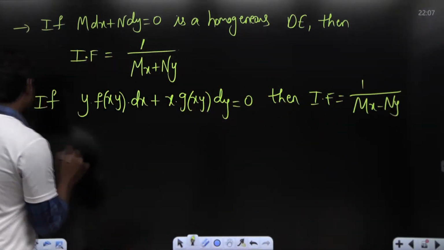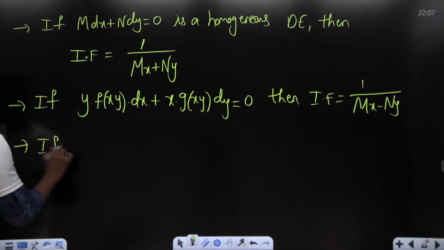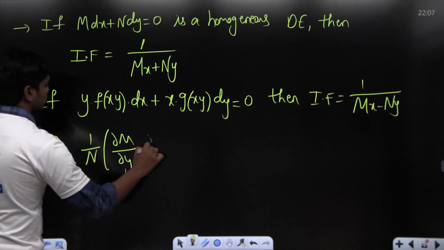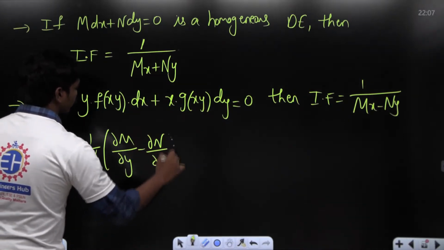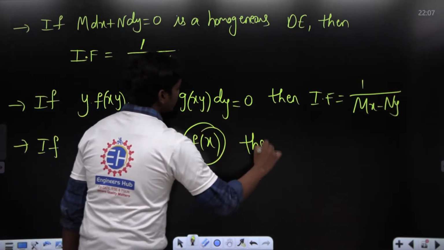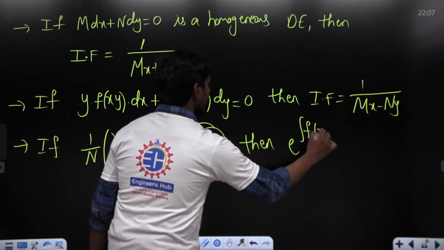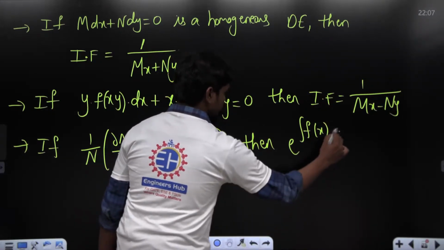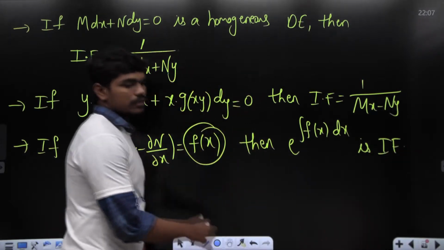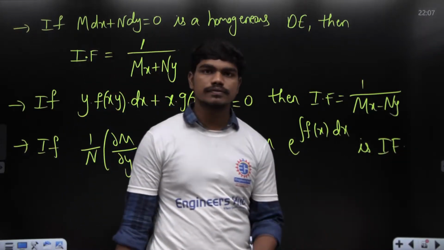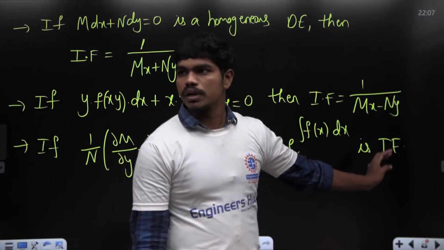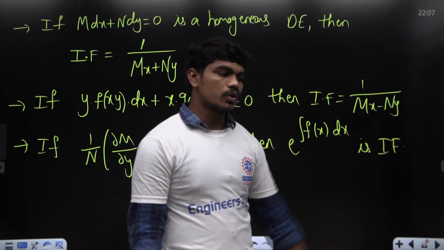Similarly, if 1 by N into (dou M by dou y minus dou N by dou x) is f of x, some function of x, then e power integral f of x dx is the integrating factor. So these are the ways you can calculate the integrating factor for any given differential equation. I have mentioned all these formulas in my comprehensive course, so you can go there if you would like to see.